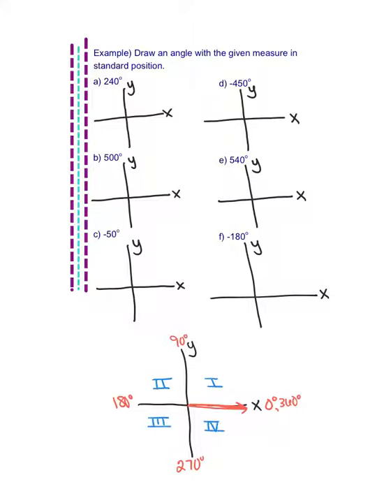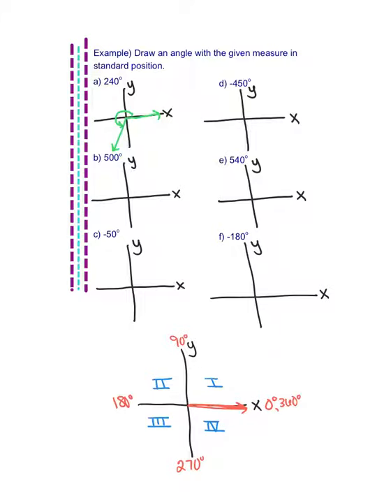All right, so here in my first example, I want to draw the angle 240 degrees in standard position. So here's my initial side. 240 is going to lie in between 180 and 270, so it will end in quadrant 3, and a little closer to 270, so it's going to be 60 more than the 180. So I'm going to draw that right there. So there's the angle 240.